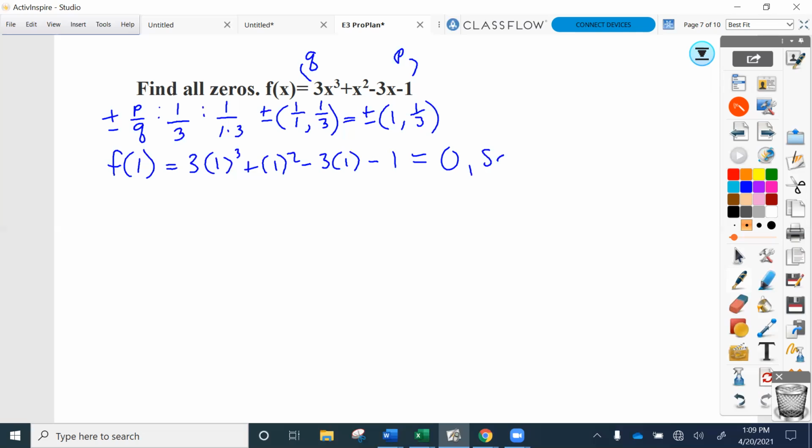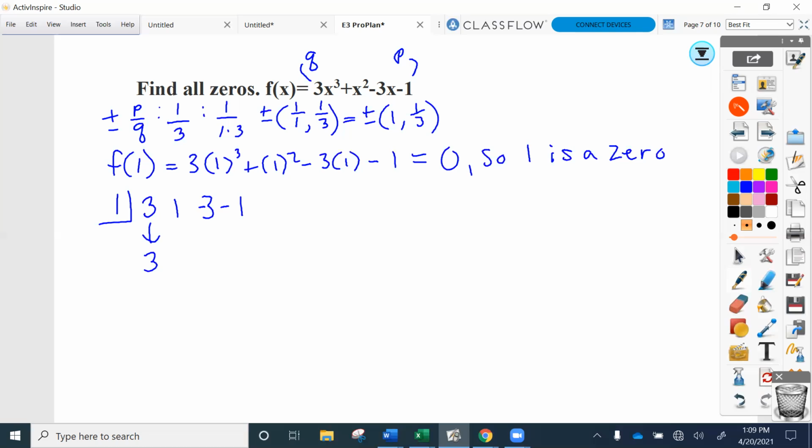So we know 1 is a 0. We also know that x minus 1 is a factor. But we're going to use that 0 to do some synthetic division. We're going to put all the coefficients of the original f of x up there. So it'll be 3, positive 1, negative 3, negative 1. And then do some synthetic division with that.